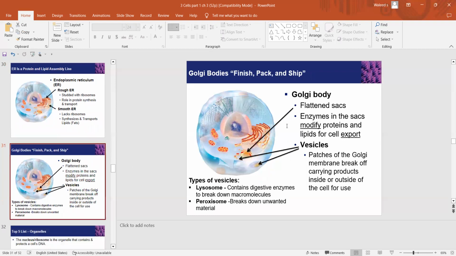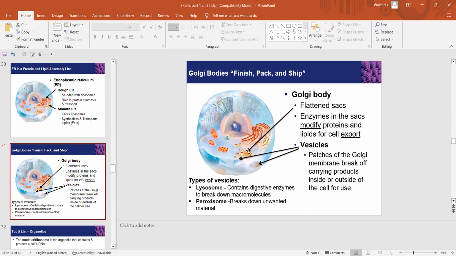All right. The next organelle is the Golgi apparatus. What's a Golgi apparatus or Golgi body? This body right here is like a folded membrane. What we have to know here is that inside this folded membrane that's called the Golgi body, there are enzymes that are going to take the proteins.